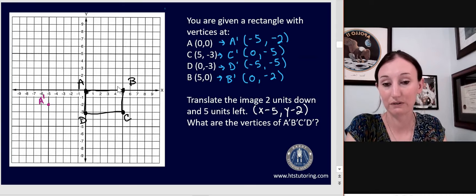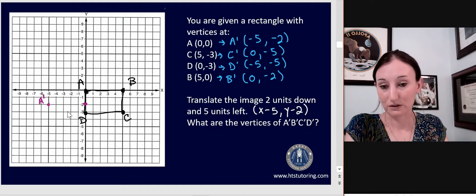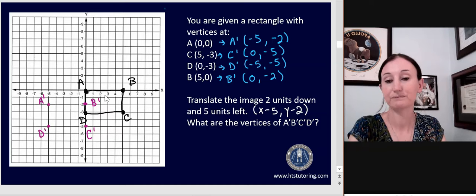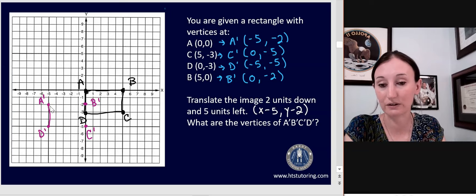B, over 5, 1, 2, 3, 4, 5, down 2, 1, 2. D, over 5, 1, 2, 3, 4, hold on, 1, 2, 3, 4, 5, down 2, 1, 2. And C, over 5, 1, 2, 3, 4, 5, 1, 2. So I have A prime, B prime, C prime, D prime. Go ahead and draw our rectangle.